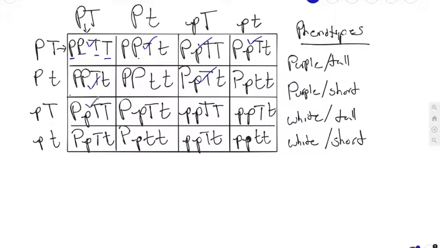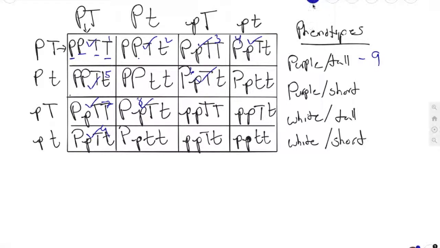This one's got a big P and a big T, that's purple and tall. Same here, this one's purple and tall. This one is not purple because it has both little p's. Same thing here, both little p's, those are white. This one's purple and tall, big P, big T. This one's purple, but it's not tall. This one's not purple, and this one's not purple. So that's all of the purple tall ones. Count them with me. 1, 2, 3, 4, 5, 6, 7, 8, 9. So we should get 9 purple and tall.